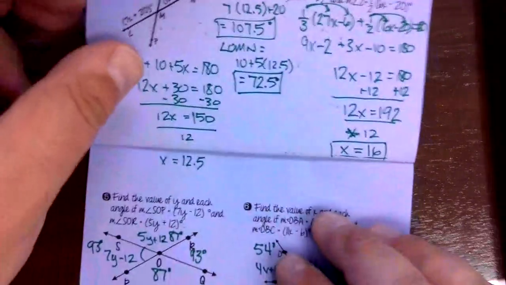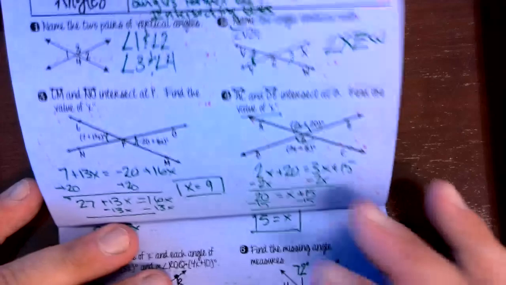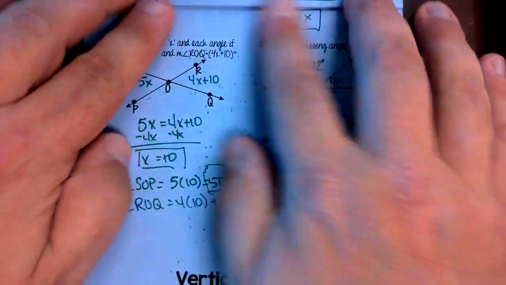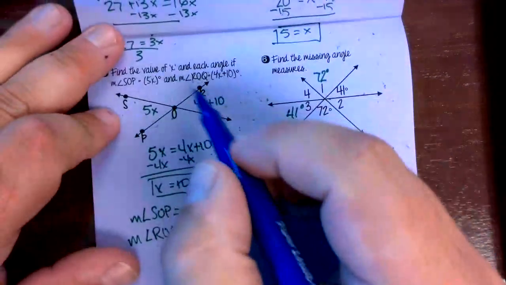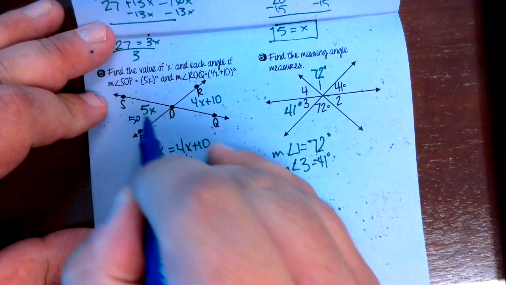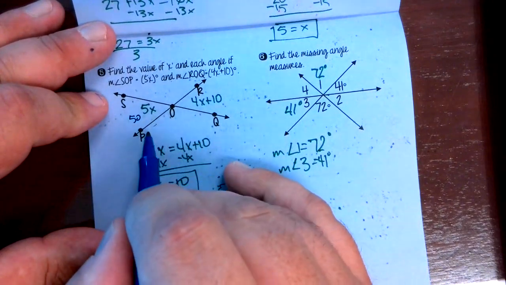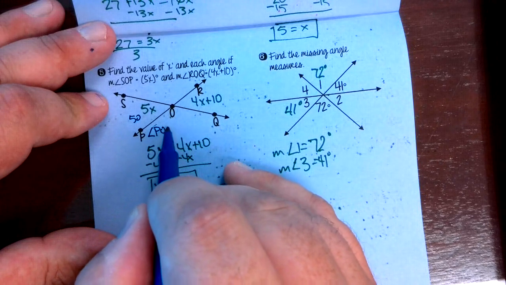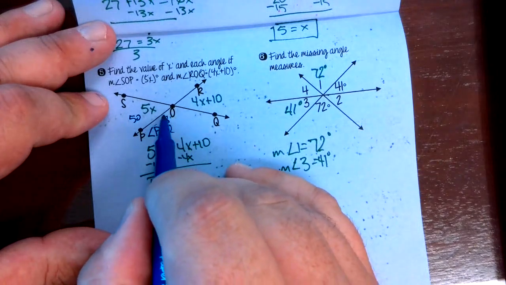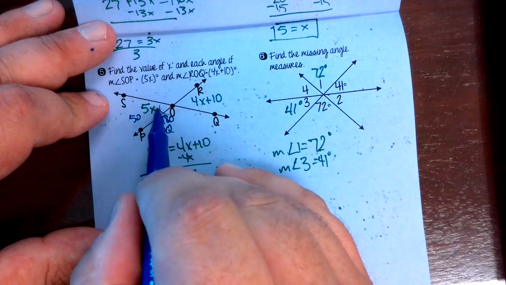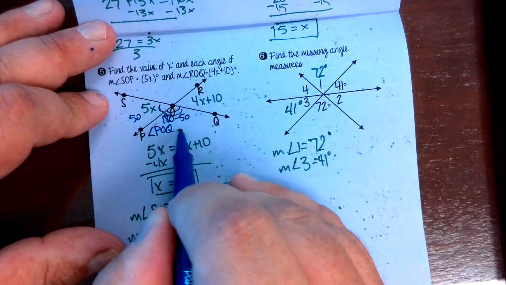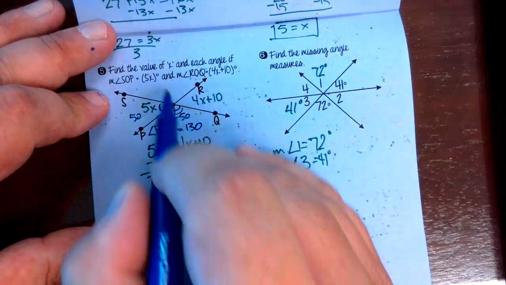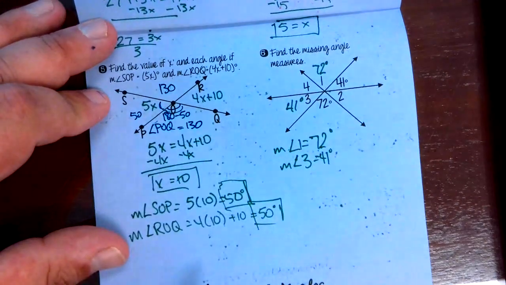Now I said in the last video that I wanted to come back here to this vertical angle stuff because these deal with linear pairs and all of that. I had found that this angle is 50. To find this angle right here, angle POQ, I'm going to take 180 minus that 50 because these form a linear pair. So 180 minus 50 is 130. If that's 130, this one's also 130.